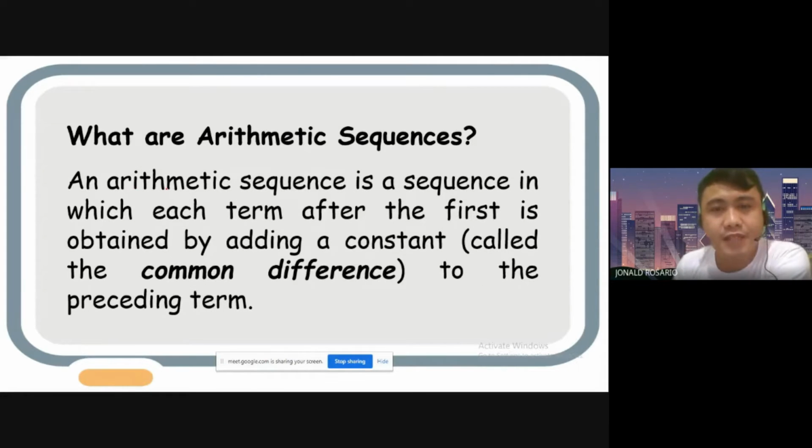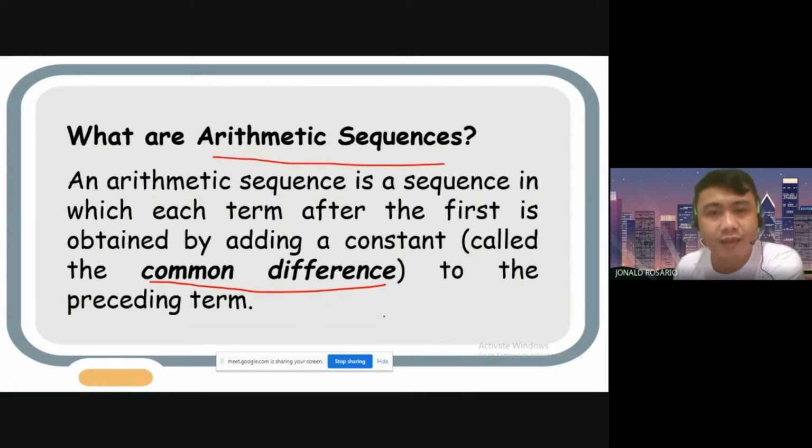An arithmetic sequence is a sequence in which each term after the first is obtained by adding a constant called the common difference to the preceding term. Okay? So, ibig sabihin lang nito, makukuha natin yung susunod na term by adding a constant doon sa ating previous term.